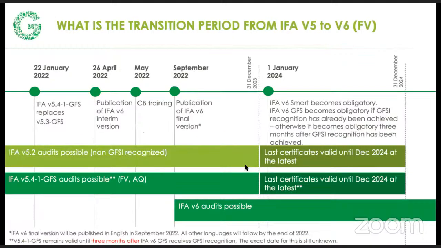Okay, so this is just the view from Global GAP, showing the timeline for version 5 versus version 6, as I shared. So for those that were on version 5, they have up to, when is that? December 2024. So December of next year is when they do the last recognition for version 5, and they expect everybody to be on version 6 of the IFA standard.